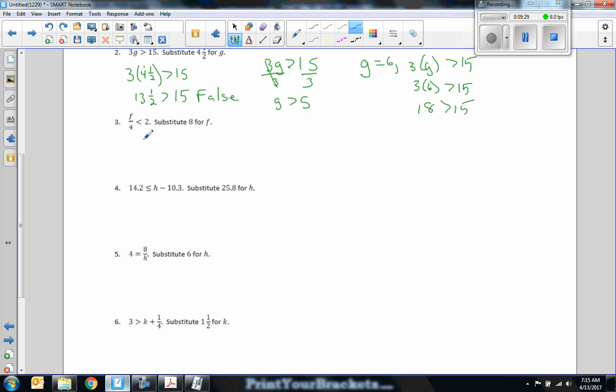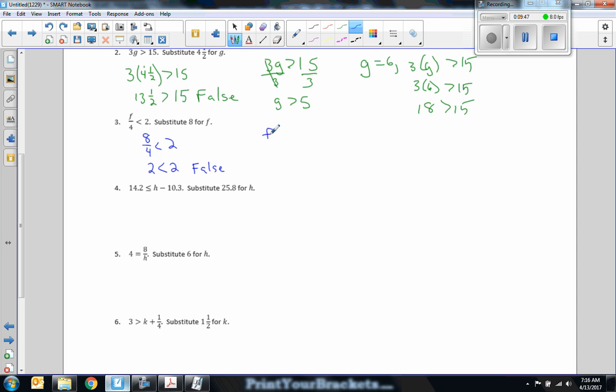Substitute 8 for f. So I'm going to write 8 over 4 is less than 2. Well, 8 divided by 4 is 2. 2 is not less than 2, so that is false. So I need a number to make this true. So I need a number that is going to make this true.